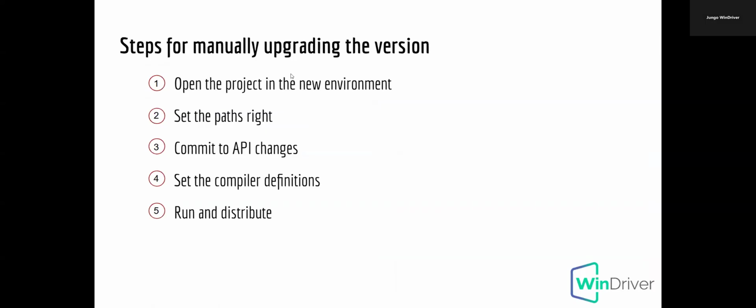It's 5 steps. The last one is to run. So we will go through the first 4 thoroughly. You open the project in the new environment. It's pretty straightforward. You need to set the paths right. Make sure that all the includes are recognized. Commit to API changes. Set the compiler definitions and run and distribute. Let's see how it is done.